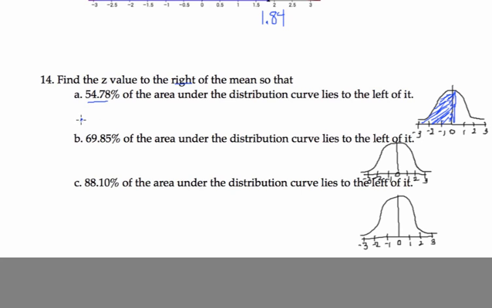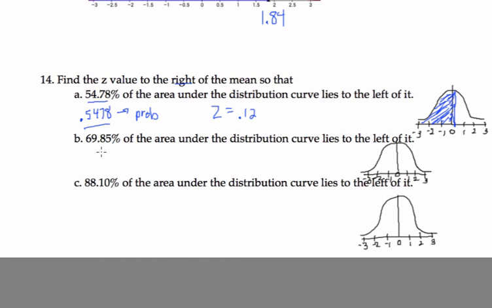First thing, change this to a decimal. Then, what is this? This is a probability. So when we go to our table, where are the probabilities found? In the middle. So we're going to find 0.5478 in the middle numbers and find the z-score that corresponds to that. The z-score that corresponds to that is 0.12, which makes sense. That looks like it could be about 0.12.